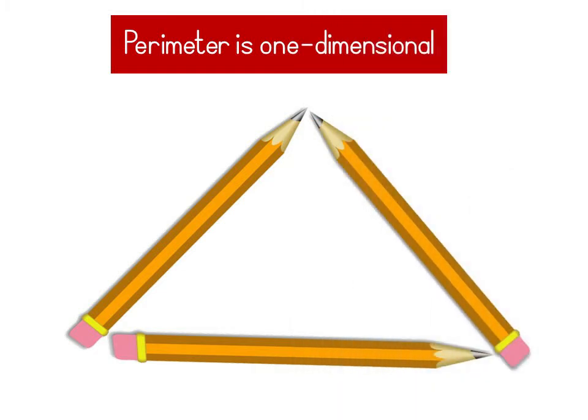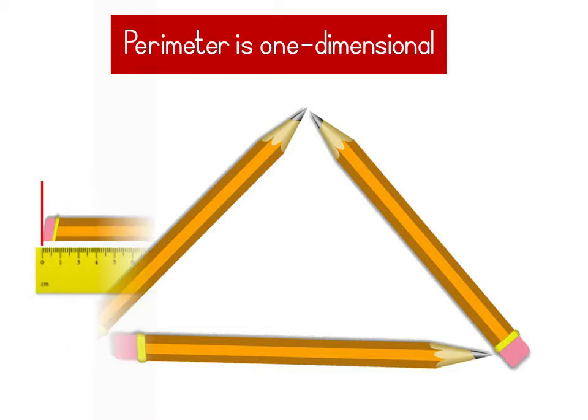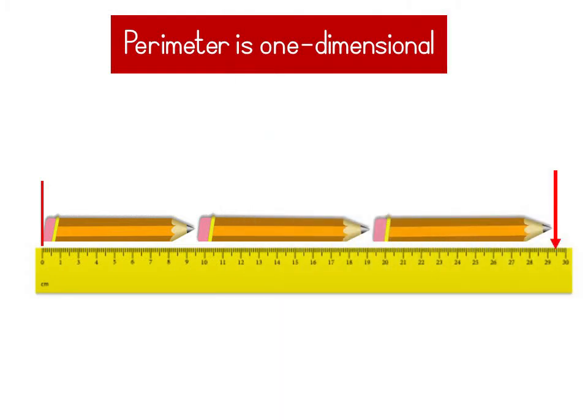You can do the following fun activity with your learners to illustrate that perimeter is one-dimensional. Give groups of learners 3 pencils. Let them use the pencils to make a triangle. After having made the triangle, they must put the 3 pencils into a single line, measure it, and the length of the 3 pencils will be equal to the perimeter of the triangle.